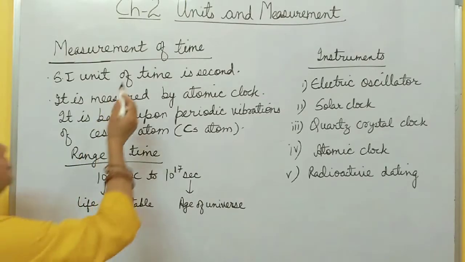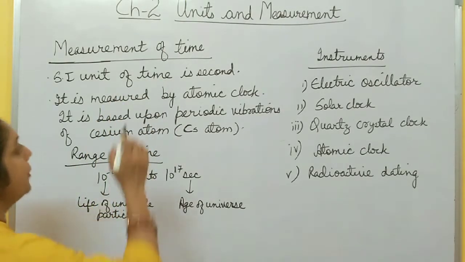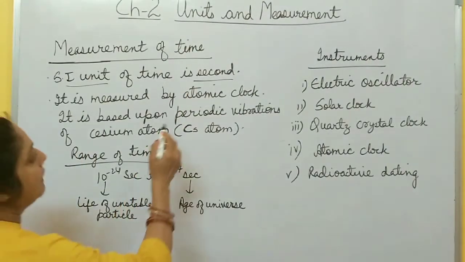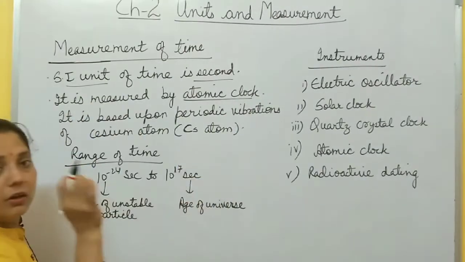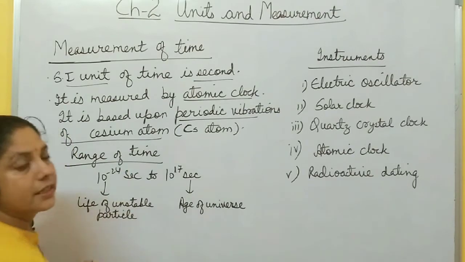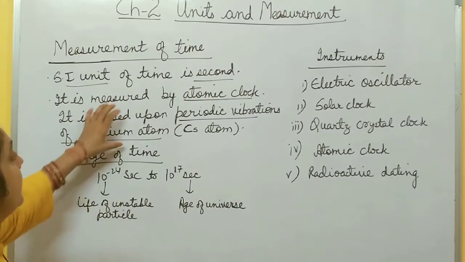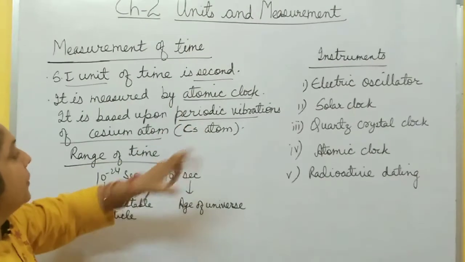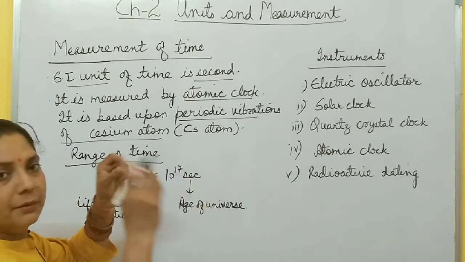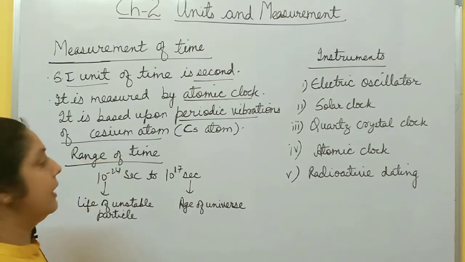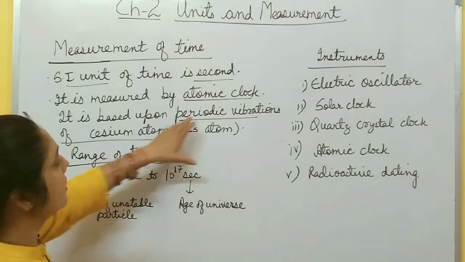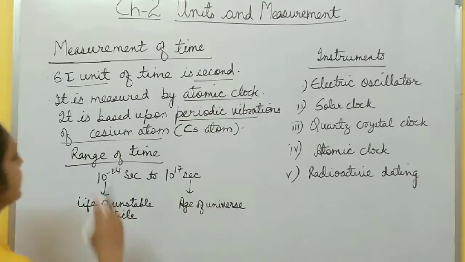The last one is measurement of time. What is the SI unit of time? The SI unit of time is second, and it is measured by the atomic clock. The atomic clock is based upon periodic vibrations of the cesium atom, Cs atom, right? 1 second is equal to some number of vibrations of the cesium atom. So no need to remember that one. Just remember this atomic clock is based upon periodic vibrations of the cesium atom.